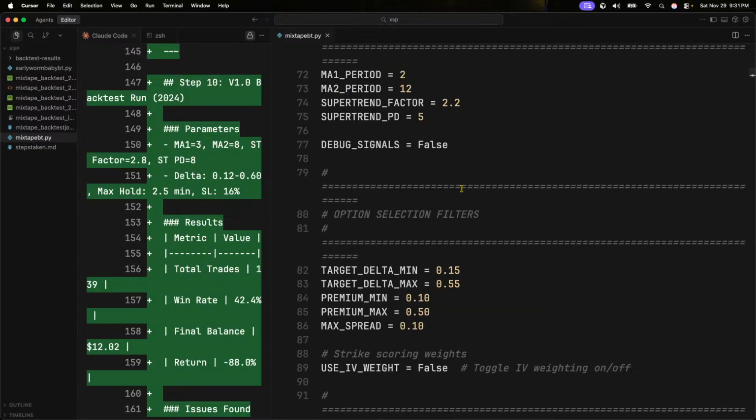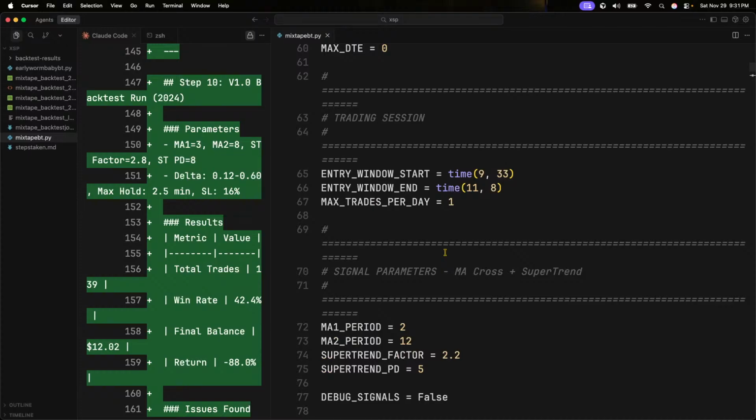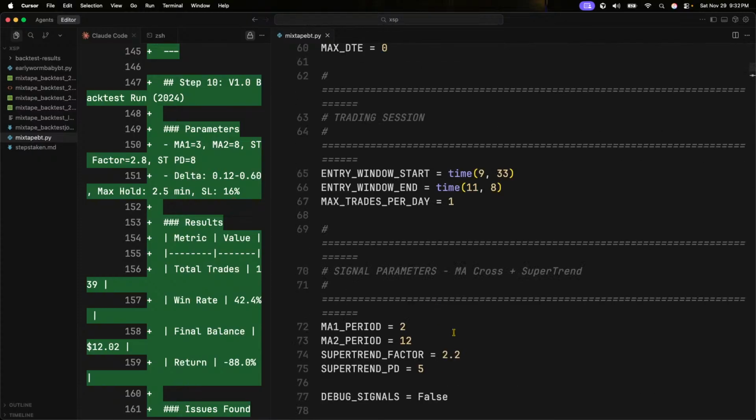Oh, no, I'm not gonna touch that yet. All right, that's what I'm gonna do. So we're gonna drop the stop loss to 0.14, and then I'm gonna drop the super trend to 1.8. Yep, that's what I'm gonna do.